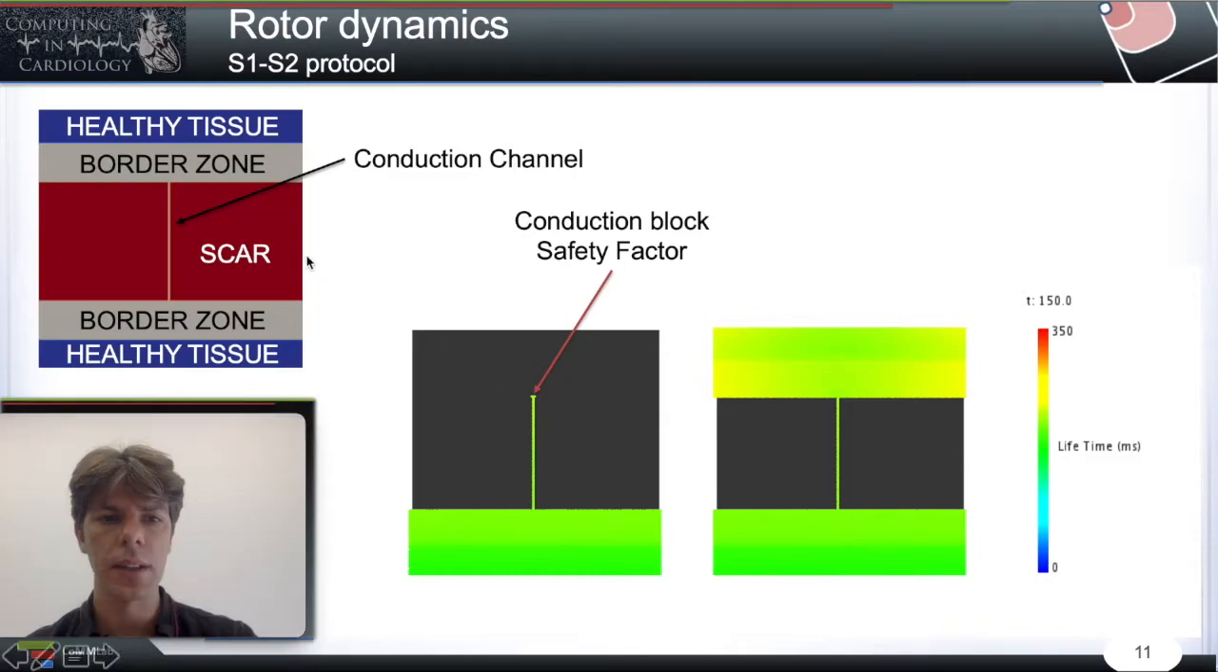Then we check the configuration of the block of the safety factor, and for that one we developed this model that incorporates healthy tissue, border zone, and a very small conduction channel in the middle of the scar. When we incorporate the safety factor, we get a conduction block at the end of the channel, because there was not enough current to activate all the cells at the exit, while when we don't have the safety factor, it can activate the channel and get out without any problem. With a wider channel, the safety factor is not reproduced.